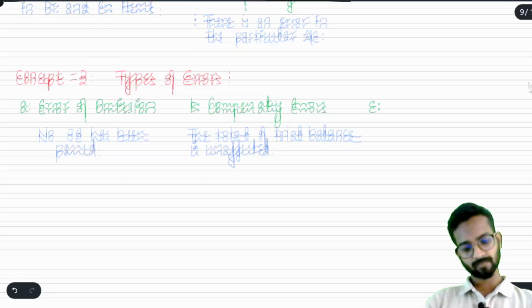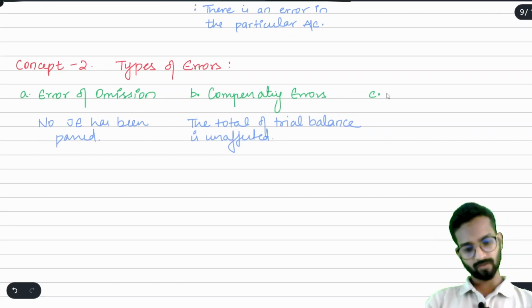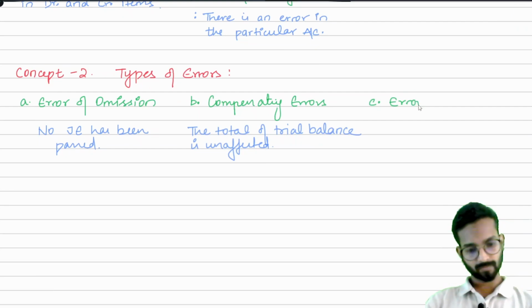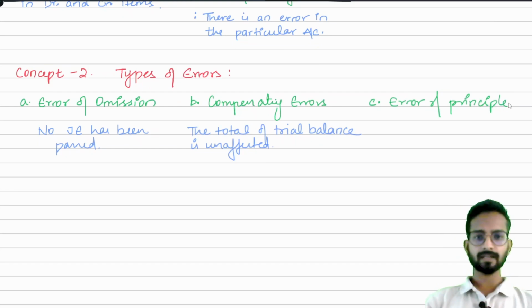C is error of principle. What is error of principle? Understand. It says that there is not only technical mistake, there is mistake or there is error in the principles of accounting itself, how you have followed them.